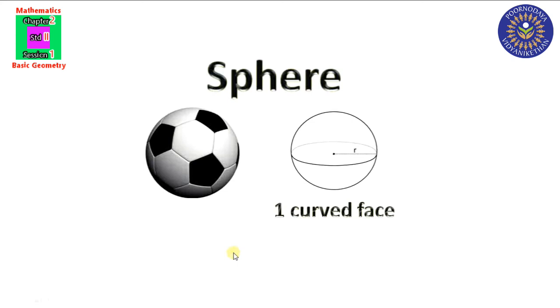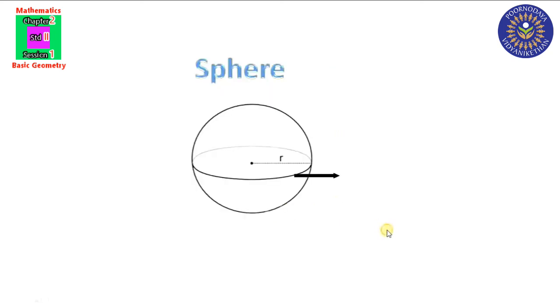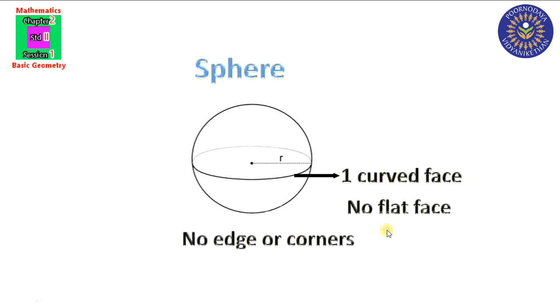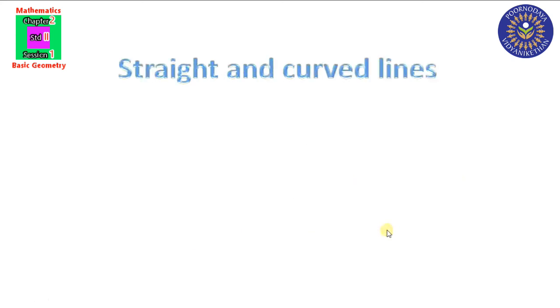Yes, it has only one curved face. A sphere has one curved face. Clear? Now, see here. It has only one curved face and no flat face. A sphere has no flat face. Also, it has no edge or corners. A sphere has no edge or corners. Clear? Next, we are going to learn straight and curved lines.